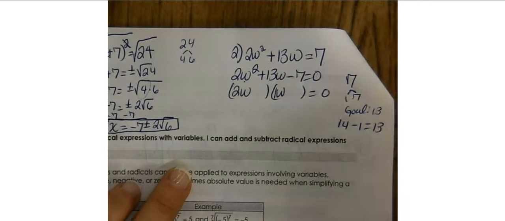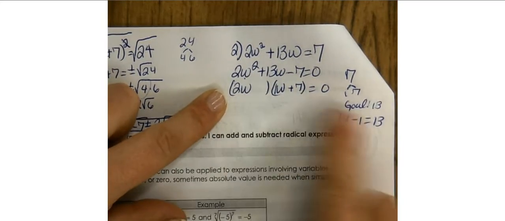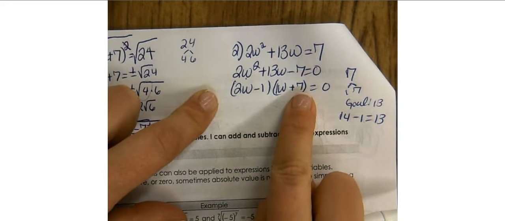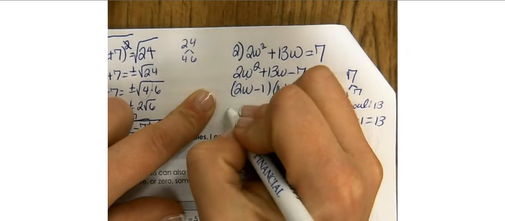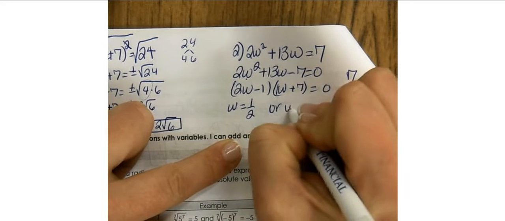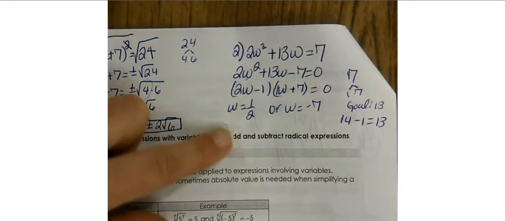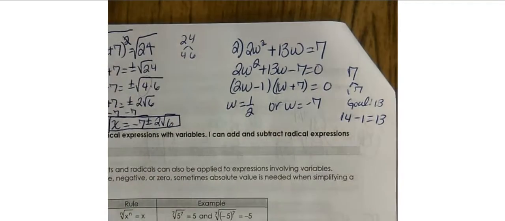So what that would mean is I would need my 14 to be positive, so I would multiply 2 times a positive 7, so 2 times 7, and then I would need a negative 1 inside. So 2 times 7 is 14, 14 minus 1 is 13. So my zeros, essentially, to solve this equation would be 1/2, or w would equal negative 7. And that's just identifying the opposite of what's inside of each parenthesis.